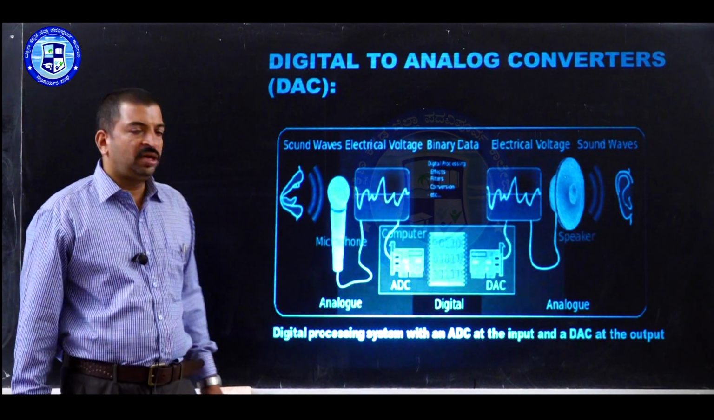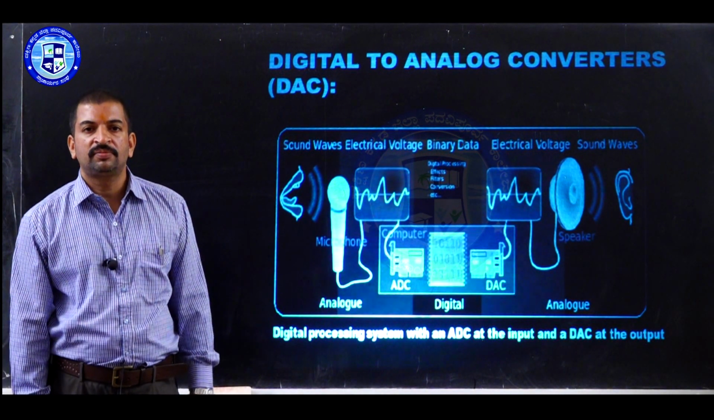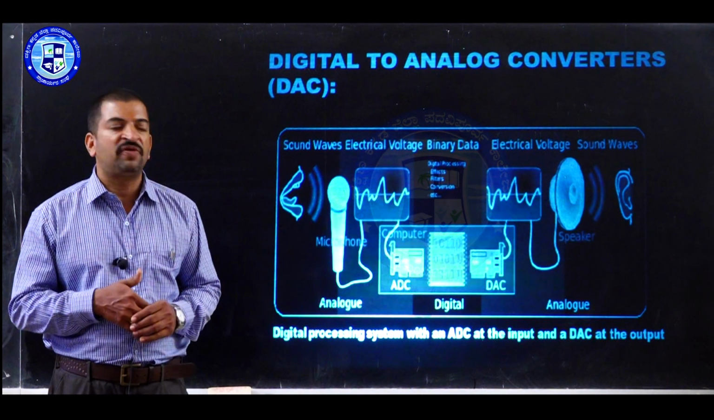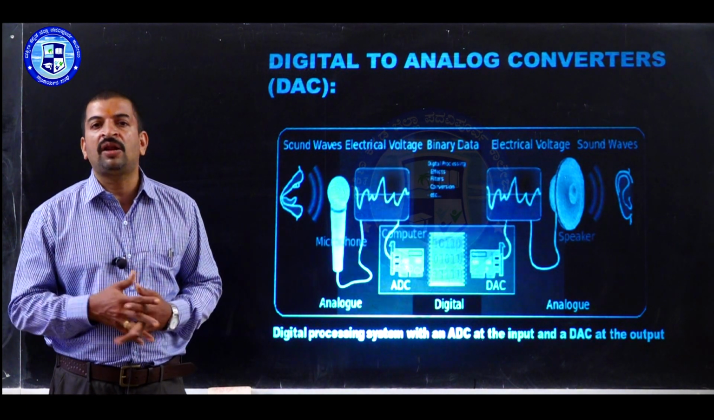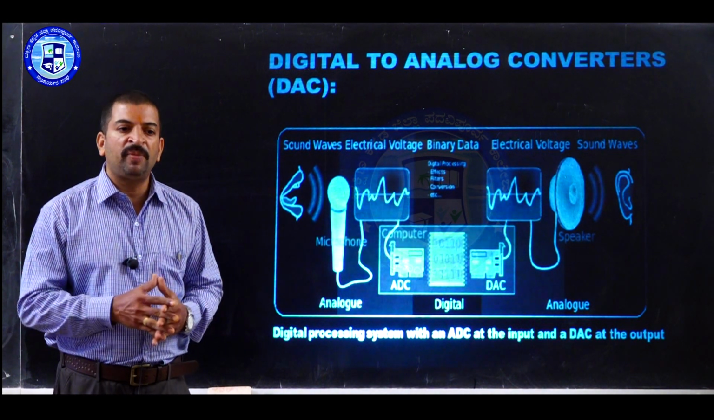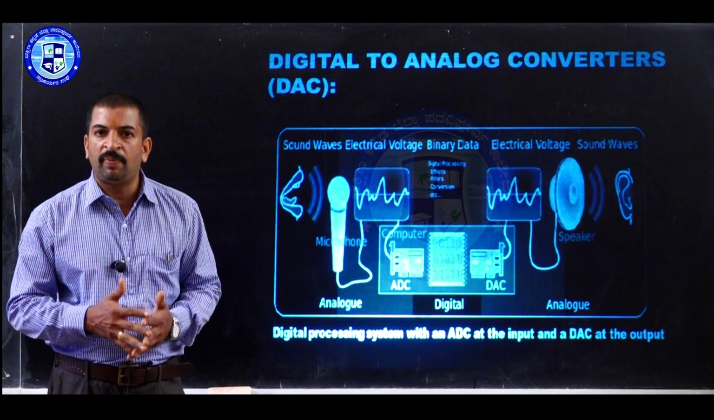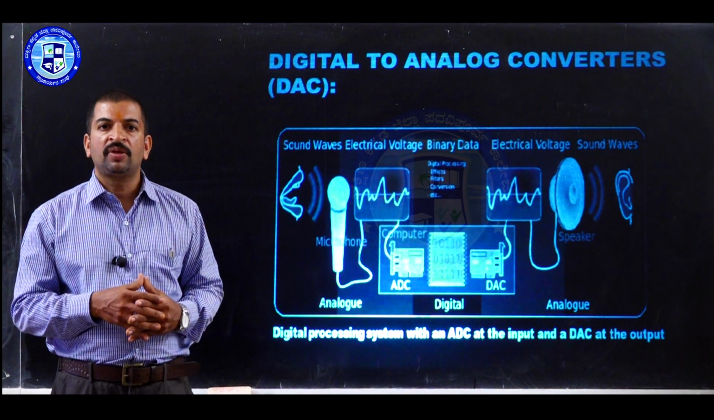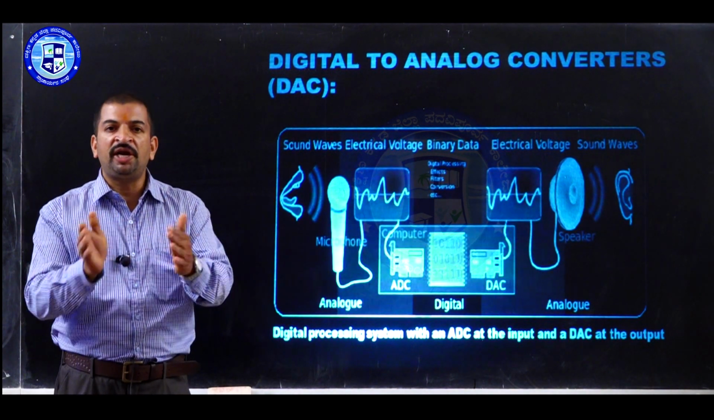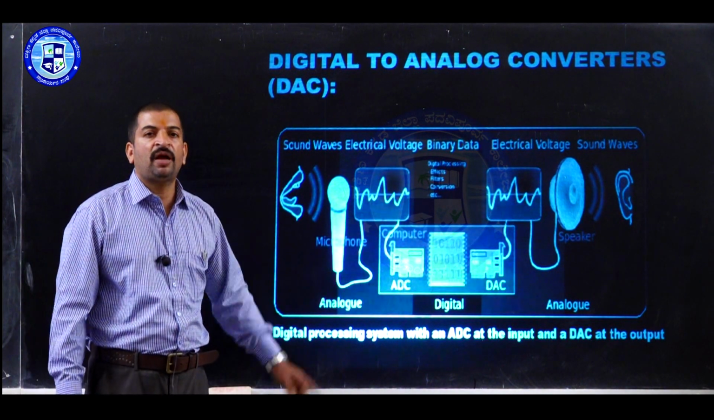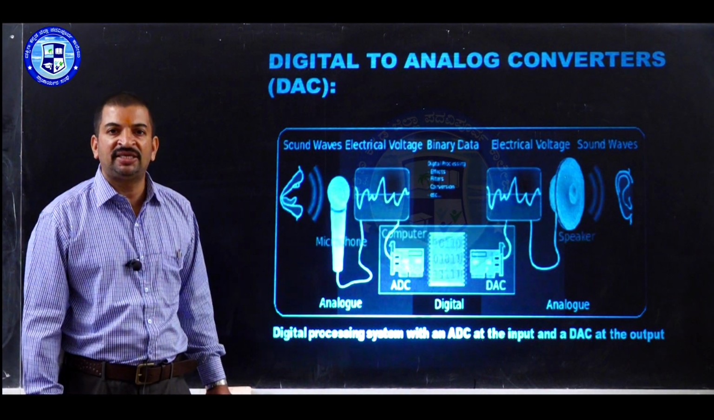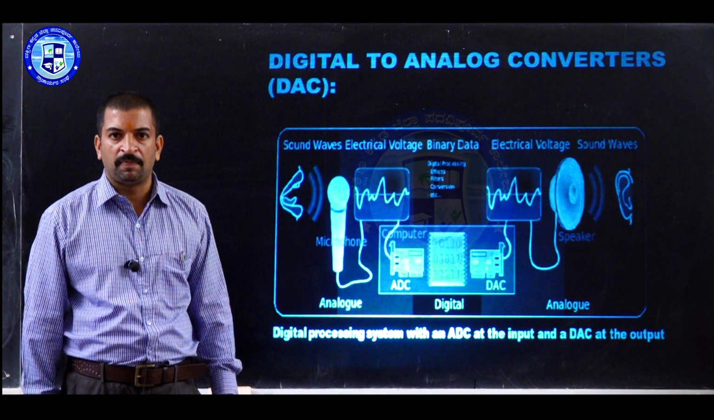The next is the digital to analog converter. The digital to analog converter is used for the conversion of the digital signal into an analog signal. Now, usually the information may be the sound wave or it may be the picture information. The sound wave is analog in nature. The sound wave is converted into an electrical signal with the help of the microphone. The microphone is a transducer that converts the incident sound wave into the electrical signal.